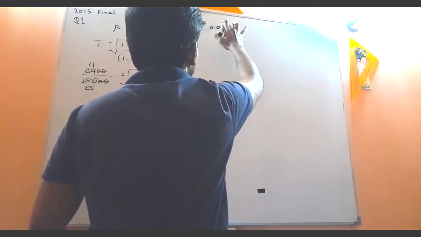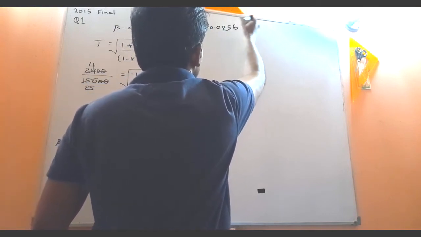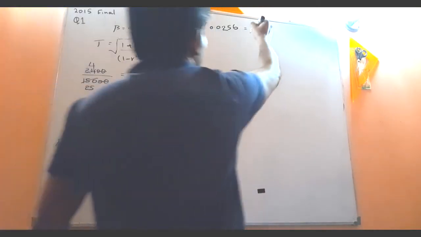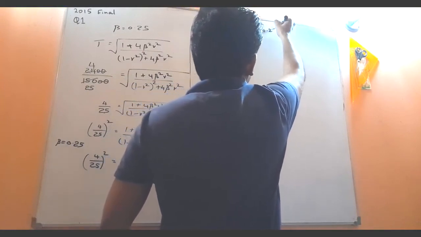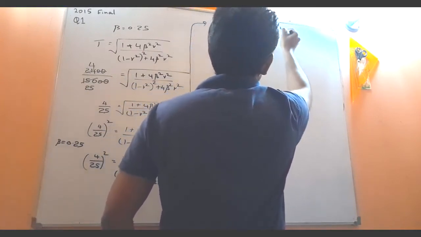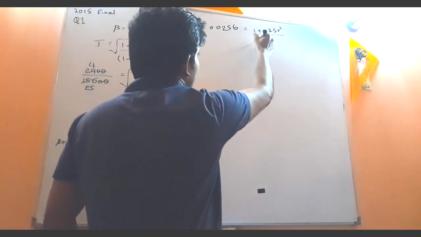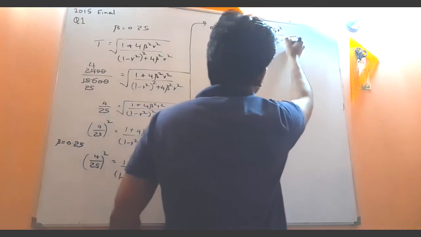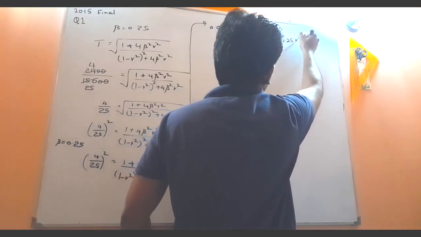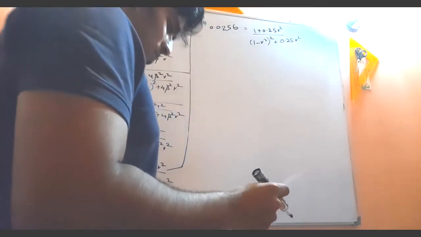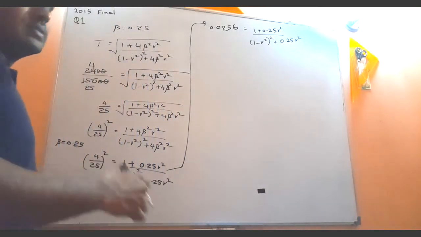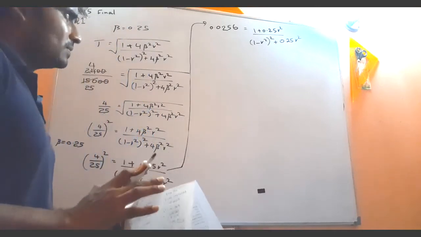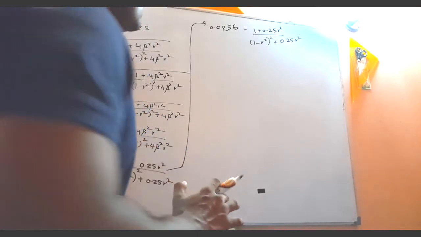0.0256, right? Equals this side, 1 plus 0.25 r squared divided by 1 minus r squared whole t squared plus 0.25 r squared, right? Okay, so now we'll do some substitution. We'll follow some trick, okay? Don't get confused, we are just using a trick.